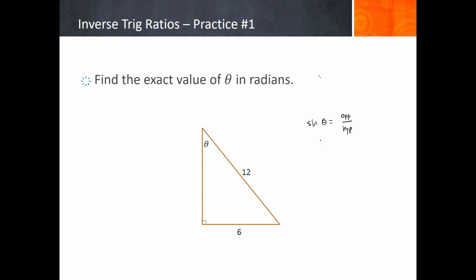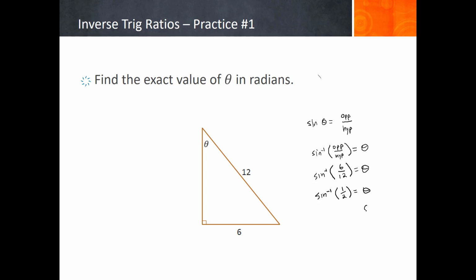Okay, so if we knew what the angle was, but we don't. To find the angle, we're going to use our inverse. So for the inverse of sine, we now put in the ratio of our opposite over our hypotenuse, and the answer is going to be theta. So we're trying to compute sine inverse of 6 over 12. Whatever that answer is, it has to equal theta. Well, 6 over 12 can be simplified, and it reduces down to a half.